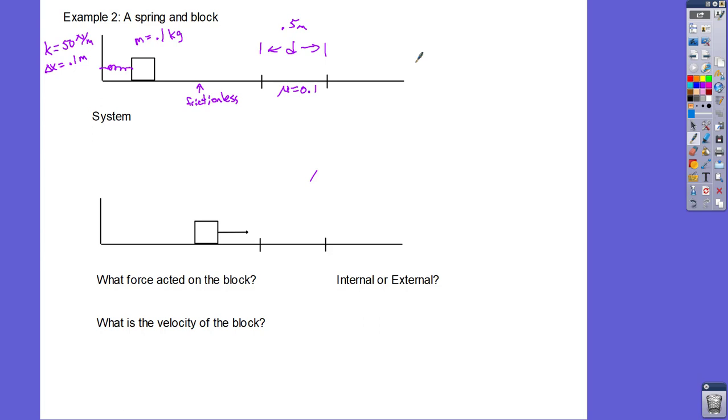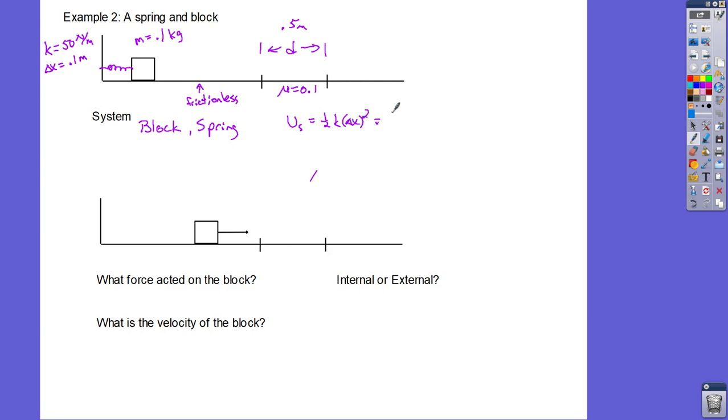So the question is what to include in the system. We'll definitely have the block, and then we will have the spring. I'm not going to include the Earth simply because it's pretty clear from here we have no changes in gravitational potential energy, so we really don't have to worry about that. Okay, so if we look at this, we have energy stored in the spring. At this moment it's not moving, so no kinetic energy. We do have potential energy in the spring equal to 1/2 K delta X squared.